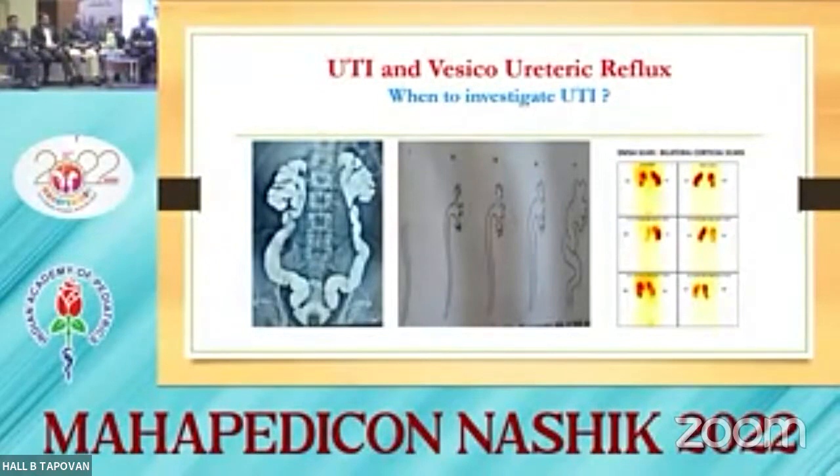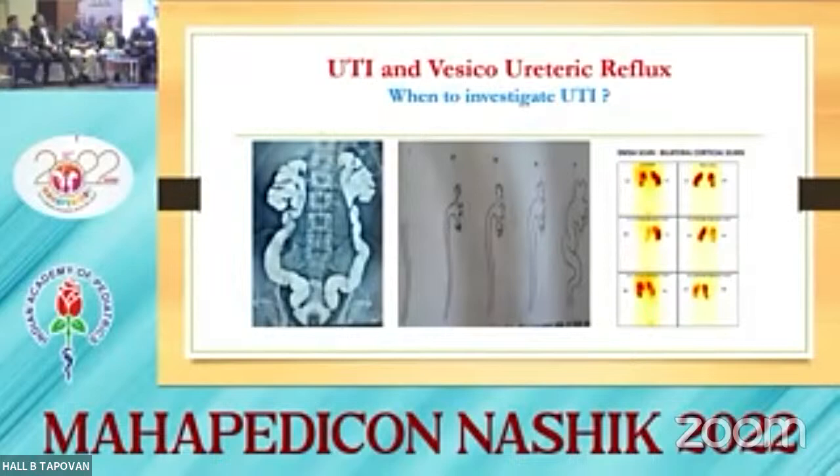So what is the conservative treatment for vesicoureteric reflux? If on MCU, you get grade 1 or grade 2 or grade 3 vesicoureteric reflux, they have to be conserved. If the child does not have urinary tract infection and if there is grade 1, grade 2, grade 3 reflux, you can conserve the child.